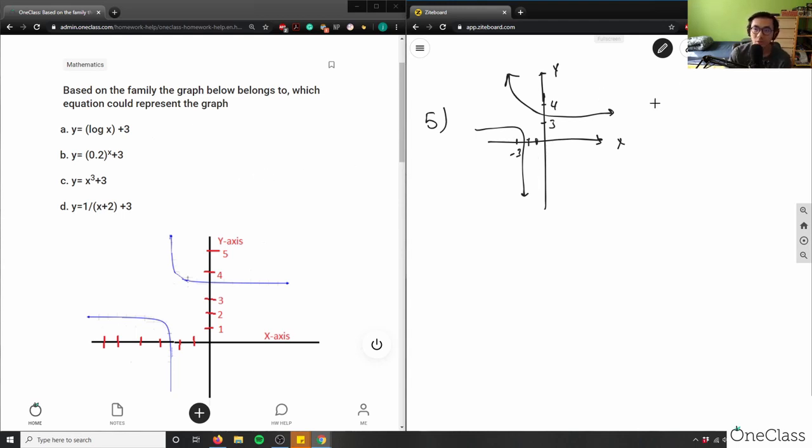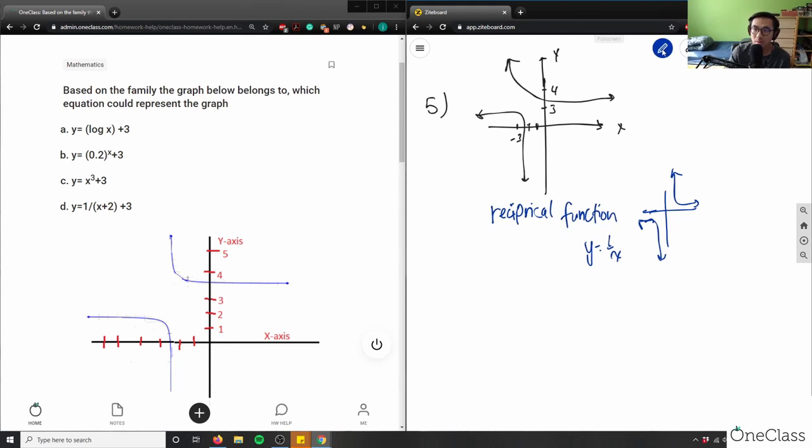As you can see, if you look at this graph here, it looks very, very similar to a reciprocal function. Because a reciprocal function, if you recall, y equals 1 over x, has something like this, right? It's just maybe translated or horizontally or vertically stretched and compressed. So it looks very much like a reciprocal function. So let me look at the options here.